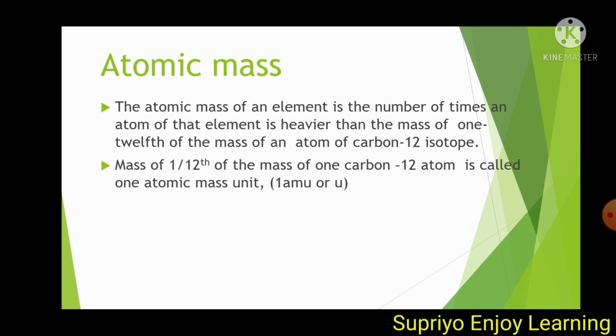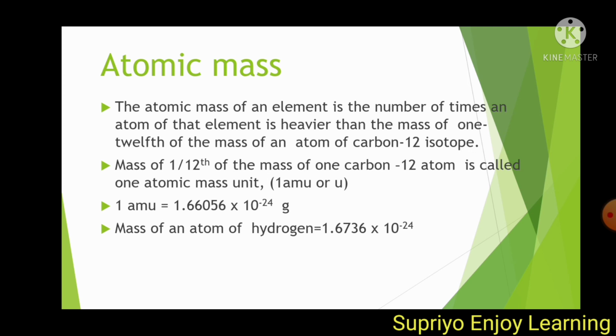You know, the mass of 1/12 of the mass of one carbon 12 atom is called 1 atomic mass unit or 1 AMU or u, and 1 AMU is equal to 1.66056 into 10 to the power minus 24 gram. So the unit 1 AMU means 1.66056 into 10 to the power minus 24 gram.